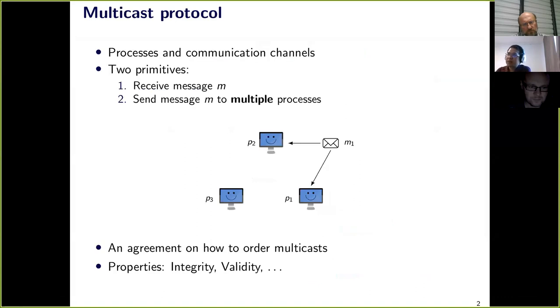And first, let me give you some ideas about multicast protocols. In this system, there are many processes and communication channels. Processes can communicate with each other by receiving and sending messages. Importantly, a message can be sent to a group of processes. For example, here, you can see that message M1 is sent to two processes, P2 and P1. And processes need to make an agreement on how to order multicast. Other interesting properties are integrity, validity, and so on. I'll give you more details about these properties later.